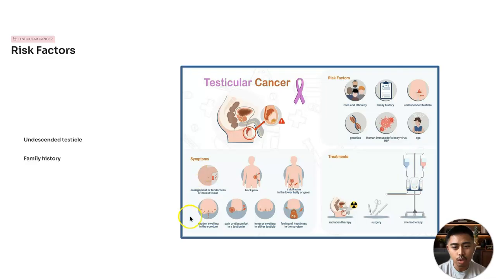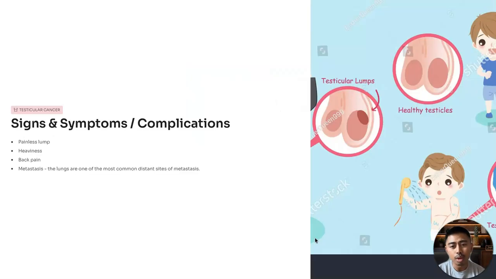So as you can see here, some of the symptoms include enlargement or tenderness of breast tissue whenever it metastasizes. You might also see some back pain or discomfort in the testicle itself. You can see swelling, lumps, a dull ache in the lower belly, and just an overall feeling of heaviness in the scrotum. One of the common places for metastasis is going to be the lungs, so we want to make sure we assess for any kind of breathing dysfunction.